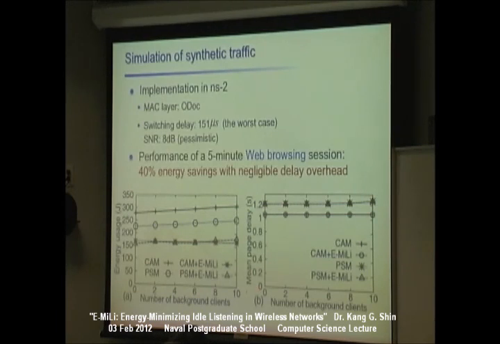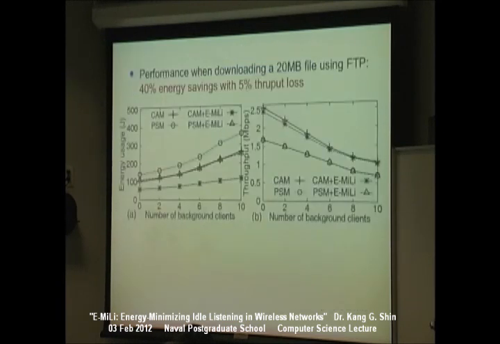And actual latency, the key question is you can save the energy significantly, but you may extend the response delay significantly. We want to check that. As you see here, even though you're making 40% of the energy savings, actual latency doesn't change much at all. It's very little. What about these bandwidth sensitive applications like FTP? We are downloading 20 megabytes. And in that case, we save energy about 40%, just like the web browsing application. Actual throughput loss is around 5%.